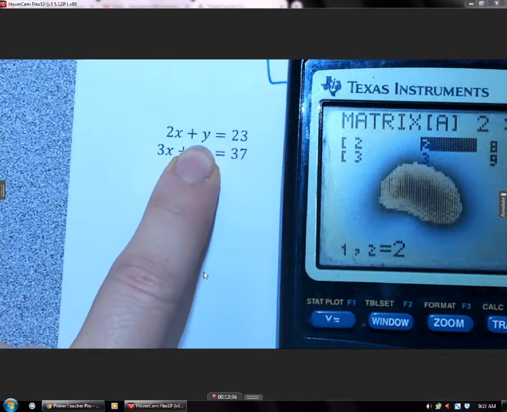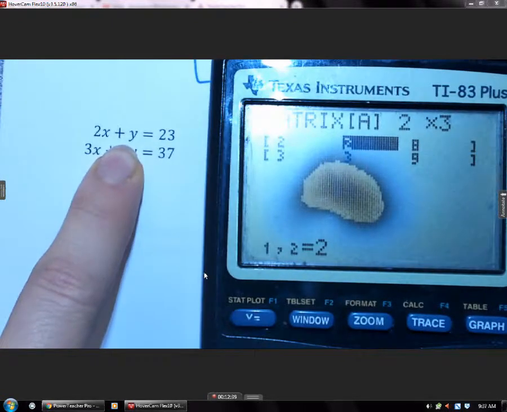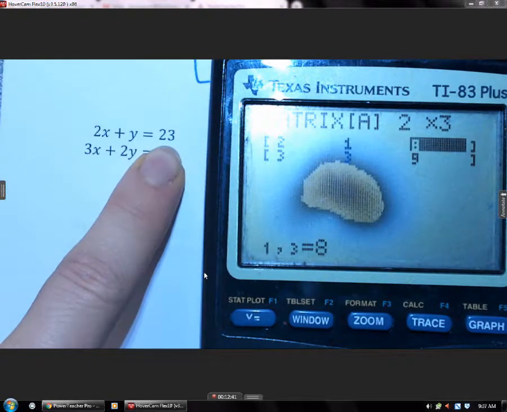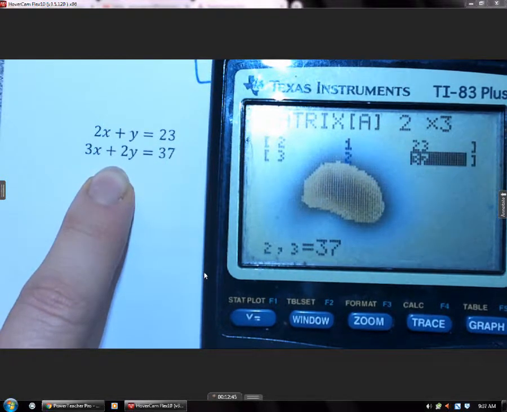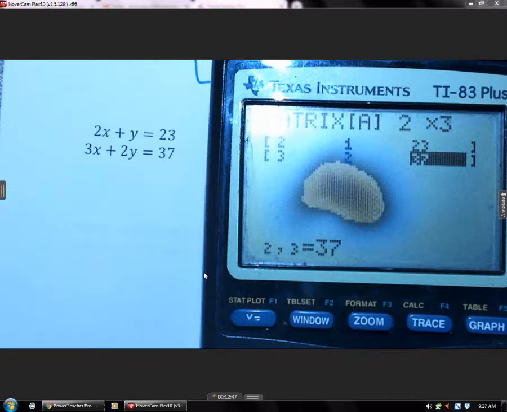What do I put in for this coefficient? 1. Good job. 23, 3, 2, 37. Our data is in the calculator. Second quit.